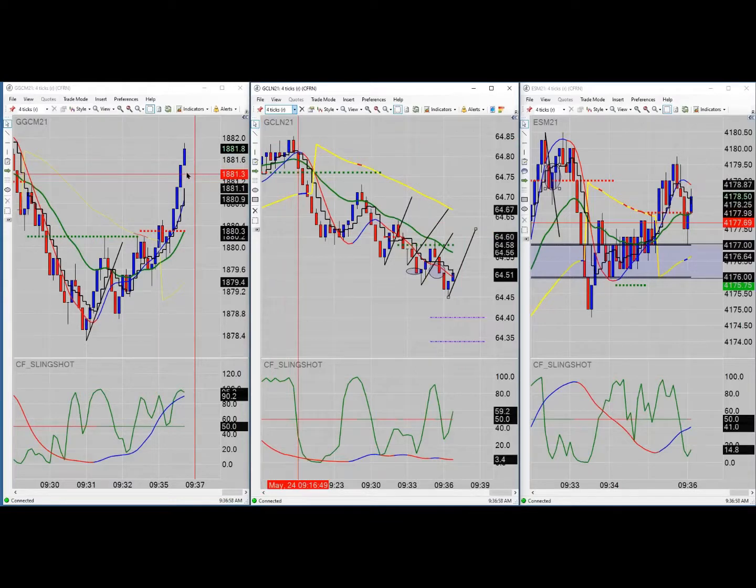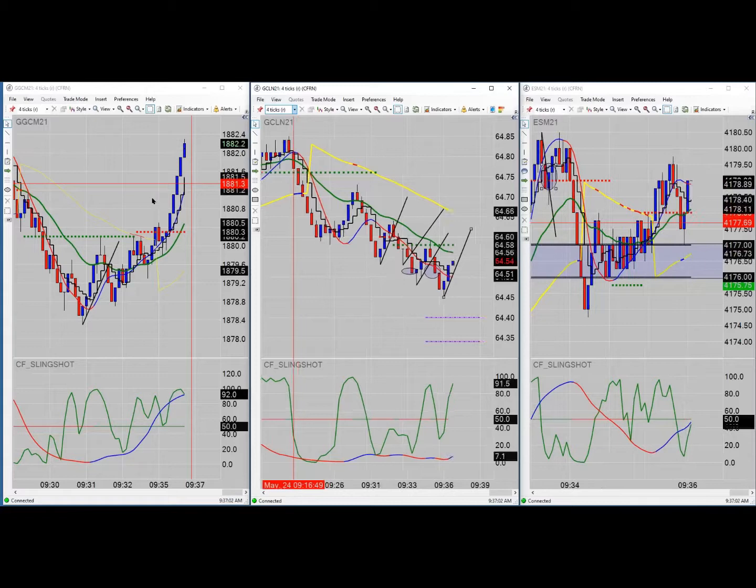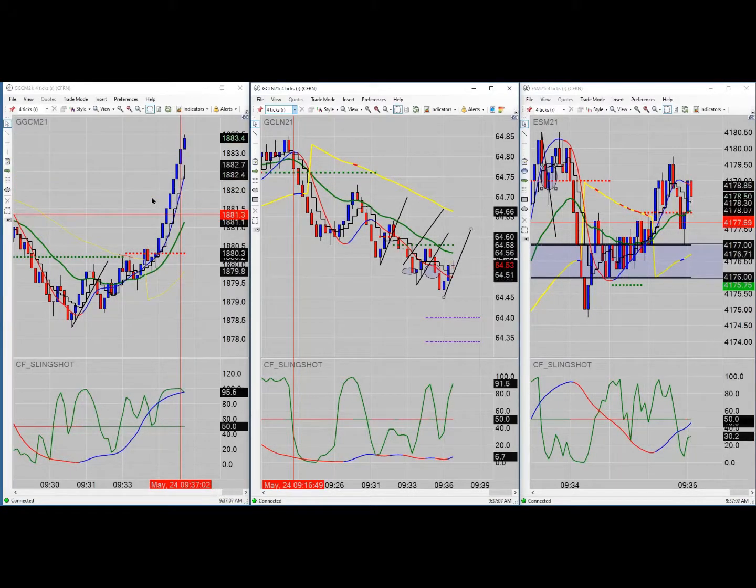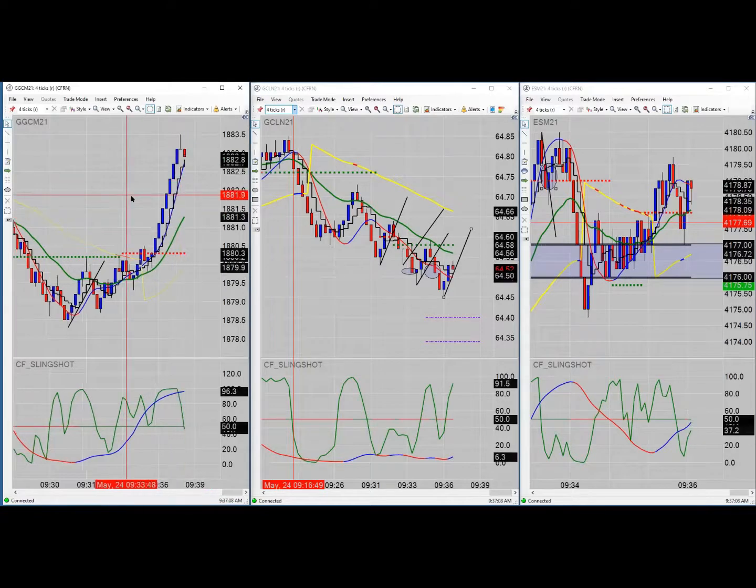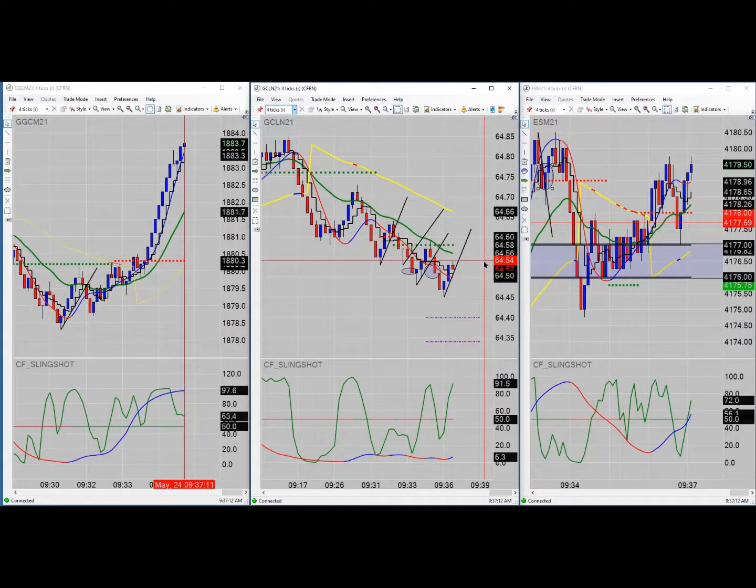We're looking for a pullback on the gold now. The ES I really don't want to do anything with. It's bouncing off the weekly trading zone, the BBC, and everything all at the same time. All right, on the crude right now, we have a high here of 64.54. We're gonna have a low of 64.50.